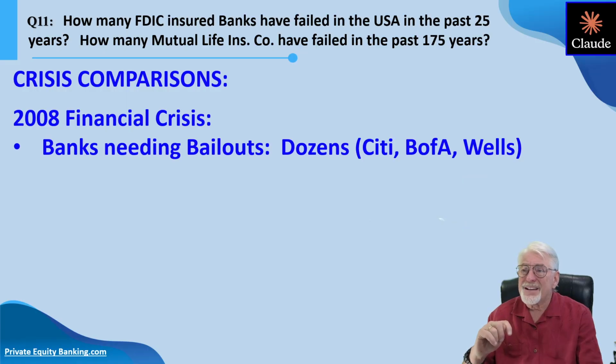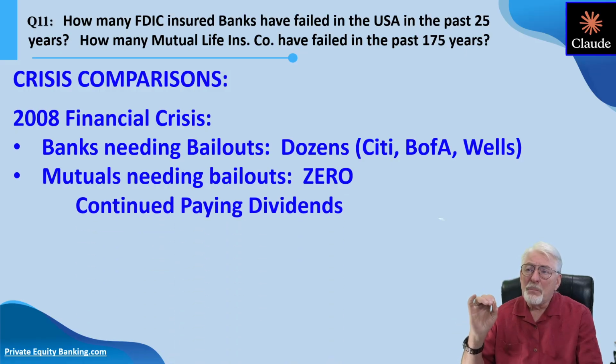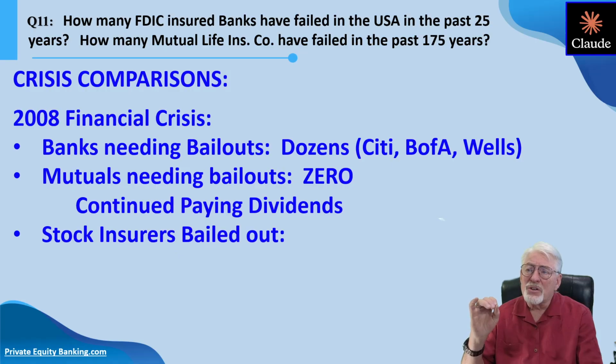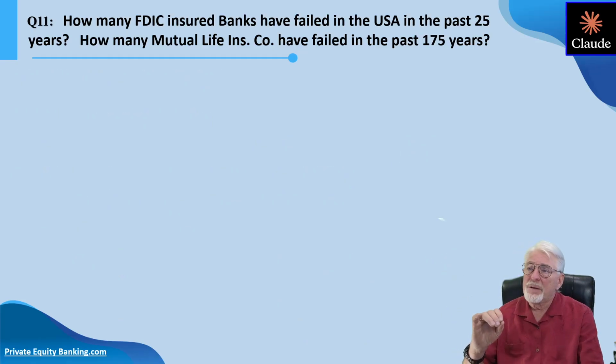Banks needed bailouts, dozens. Citibank, B of A, and Wells Fargo. Mutuals needing bailouts, 0. Continued paying dividends. The stock insurers were bailed out. AIG, $182 billion. Hartford, $3.4 billion. Lincoln, $950 million. That's what stock-based insurance companies had to be bailed out.